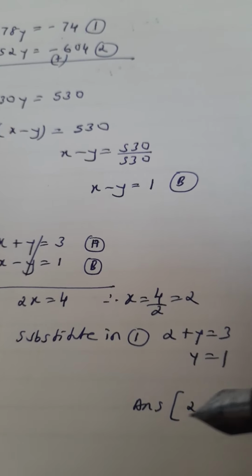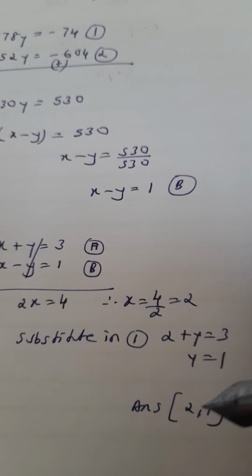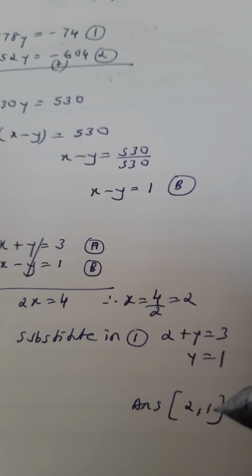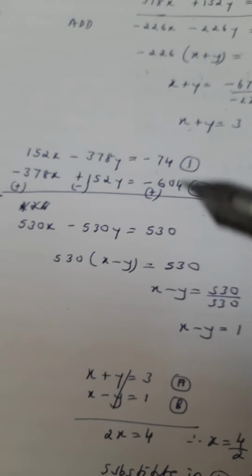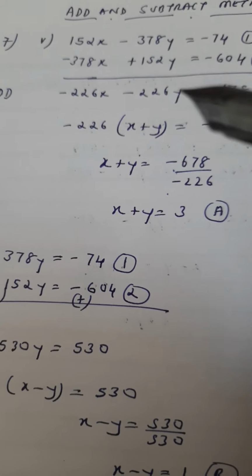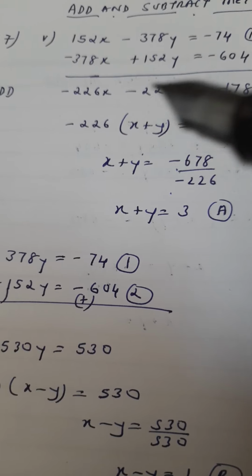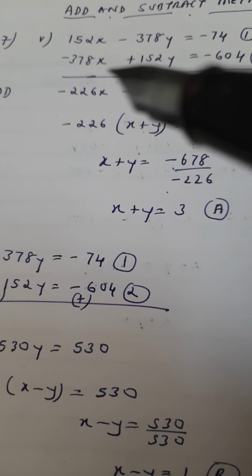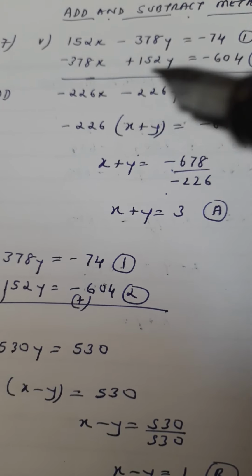Because this is always an ordered pair. The x value is written first and y value is always written second. So hope you understood this add and subtract method. I'll try to send some more questions of add and subtract, because there is only one question there. So for practice, I'll try to send more questions of this add and subtract method.